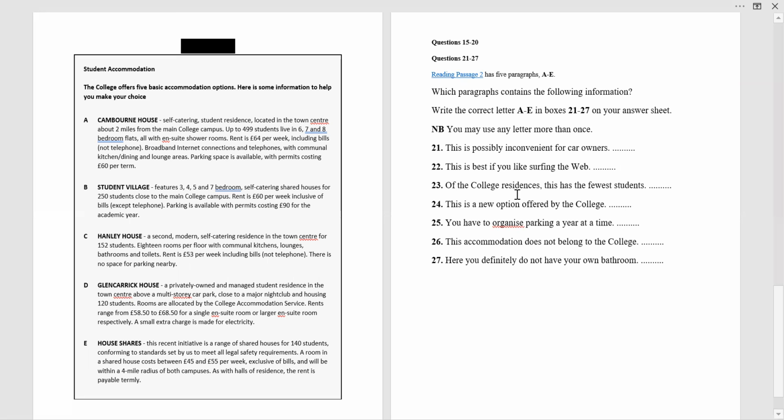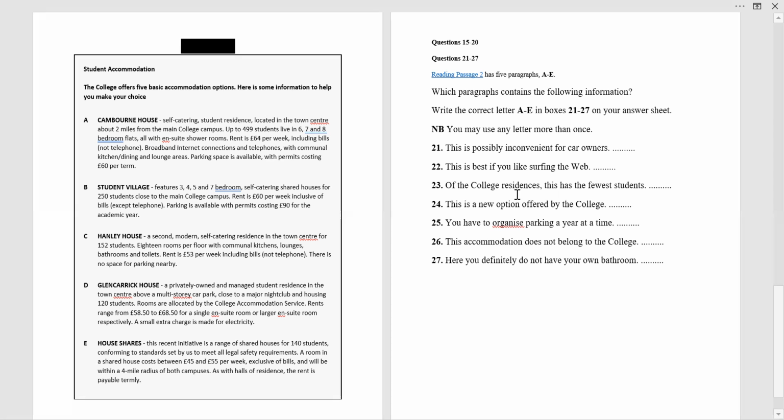Then this accommodation does not belong to college. So 26 is in the D paragraph that it says privately owned, right? Because it is managed and owned by someone privately. Again, it's a residence. So it is not belonging to the college.